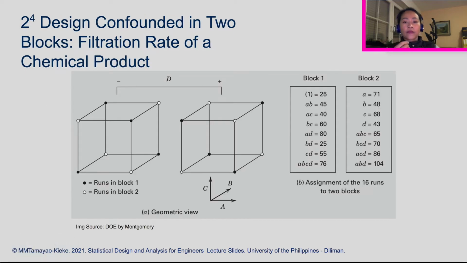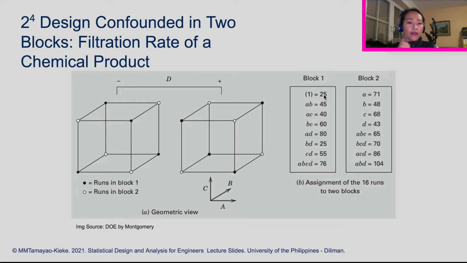All right. So this is a geometric representation of the block assignment, and say that these are the observed values for the different treatment combinations. Note that for this example, the main objective is actually to show you the importance of blocking in this case.